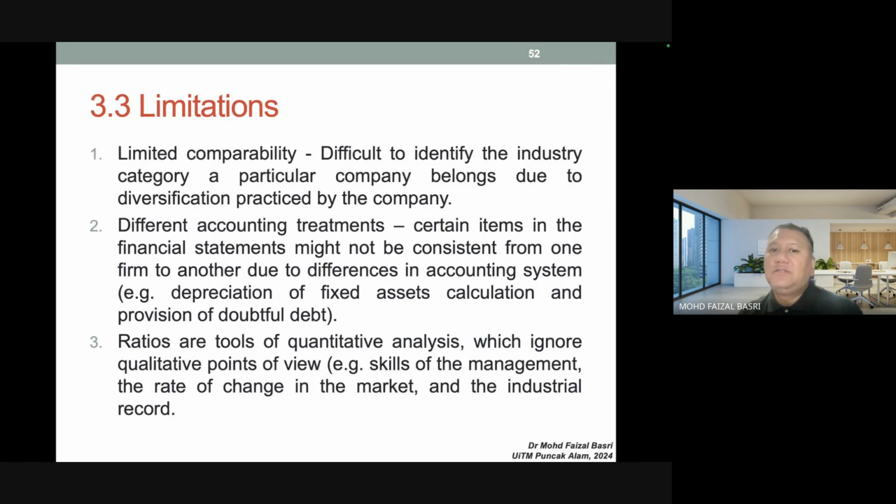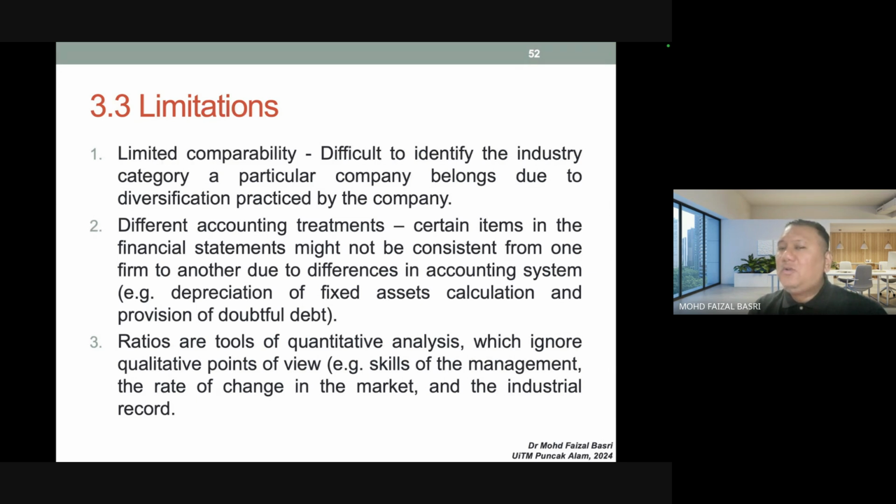Number 2, different accounting treatment. That's why when you do the ratios, we only use companies listed in Malaysia. Because in Malaysia, all Malaysian public listed companies use the Malaysian Financial Reporting Standards, MFRS. Although MFRS follows IFRS, the International Financial Reporting Standards, there can still be separate or special accounting treatment for certain items. So to keep it consistent, everyone must use Malaysian public listed companies only.